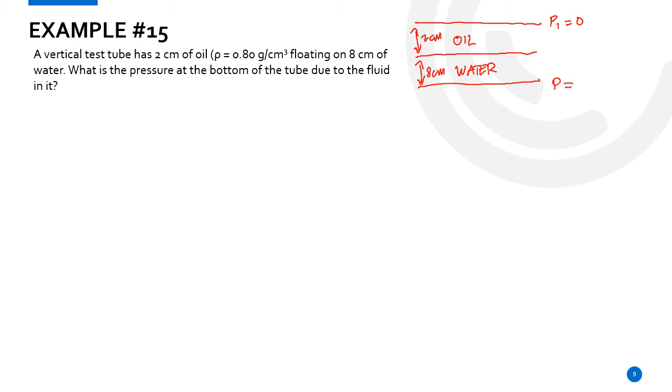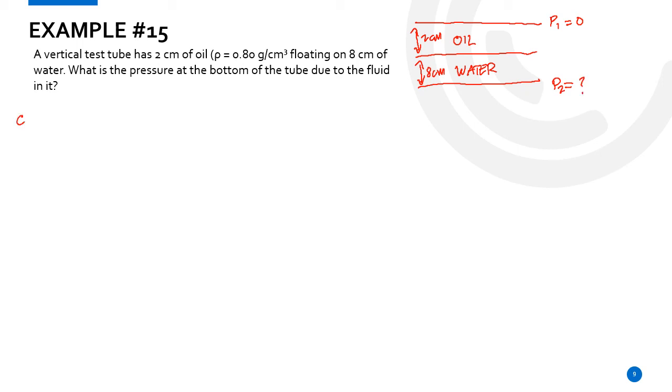Yan, taas kayo ni. So sa top, duha ka layer, no? Naa tay oil, then naa tay water. Ang kuan daw kalalom daw sa oil is 2 cm. Nya sa water is 8 cm. Okay? So ang pressure daw diri sa taas is wala niya gihatag, so 0. Then atong pangitaon is pressure at below ni water, P2.